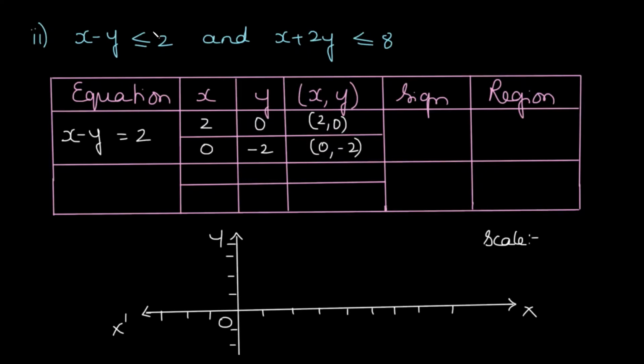Now what about the sign given there? It is less than or equal to. And therefore you know that the region is the origin side of the line. So I'll just write over here origin side.